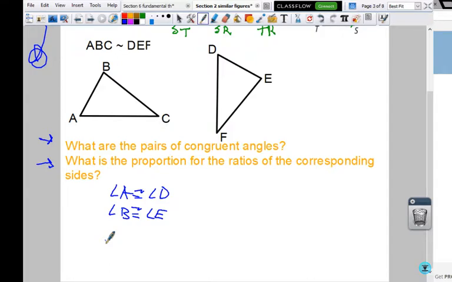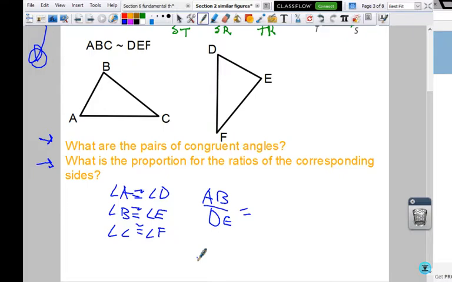Caleb, give me the last one. Angle C is congruent to angle F. Alright. And Joseph, give me one of the ratios of the sides. Give me the first one. AB over DE. Alright. AB over DE. Okay. Chloe, give me another one.